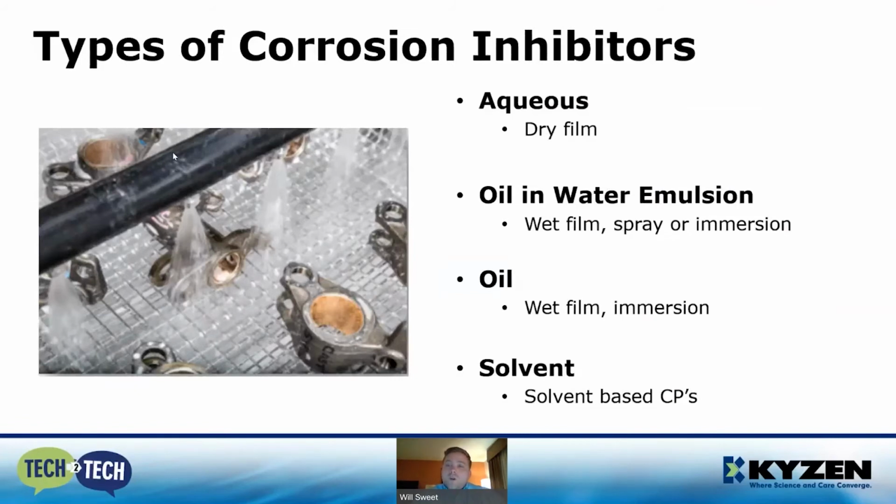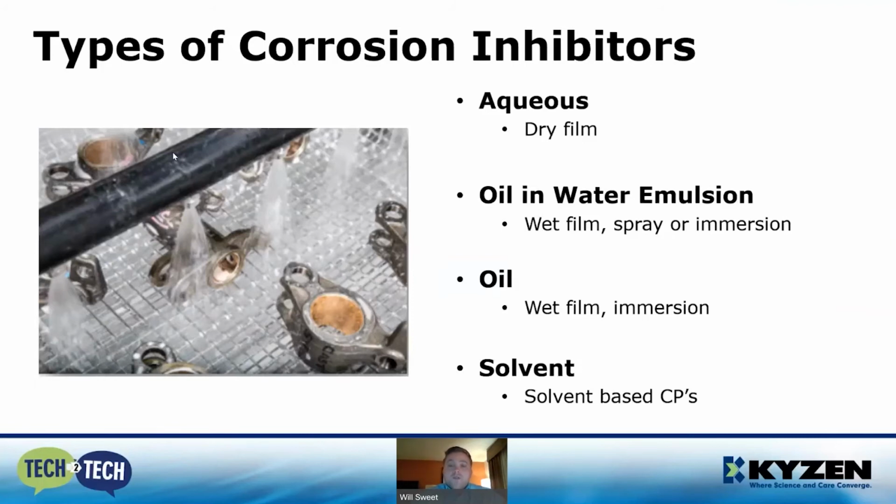There's also oil and water emulsion. That's a wet film. It can be sprayed, or the part can be immersed to apply that to the part. Finally, there's actual just regular oil for the most part. It's also a wet film and typically applied in immersion processes.